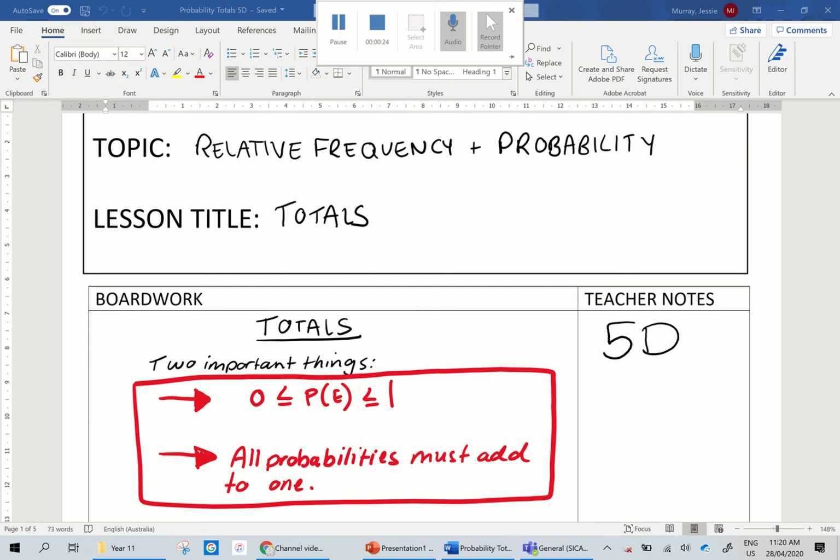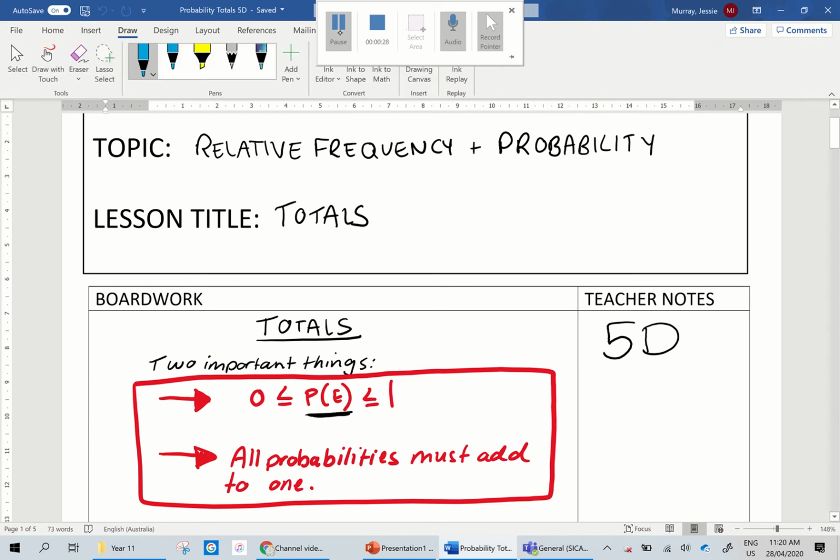All probabilities are between 0 and 1. And that's what this says here. The probability of any event is always going to be in between 0 and 1. That's just what that weird looking notation there means. And let's think about this. The fraction of a half, that's between 0 and 1. And that's the probability of flipping tails on a coin.